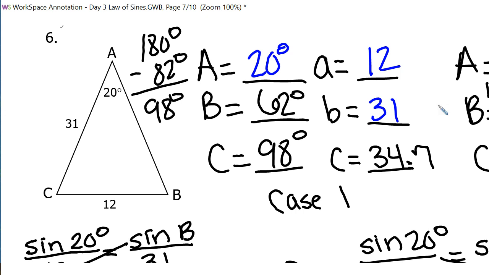Now, what if you only put case 1? How much credit do you think you would lose? Half credit, so make sure if it's side-side angle, you have both cases.